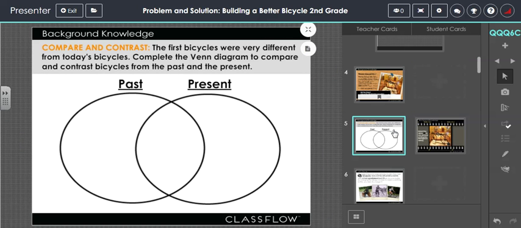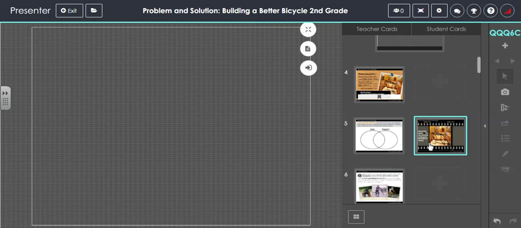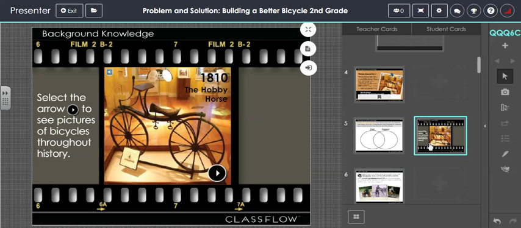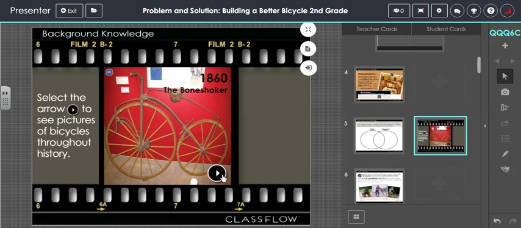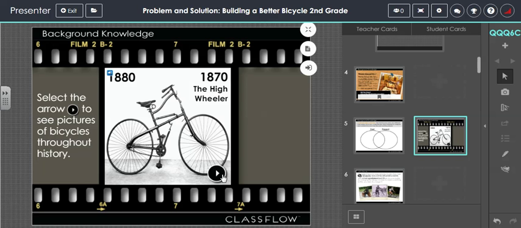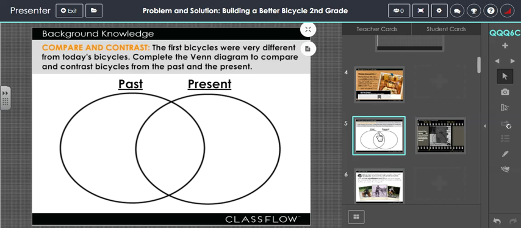The next card, we have some more background information. So the Venn diagram is on the teacher card, and here they're going to be comparing and contrasting bicycles from the past and the present. And on the student card, they have a little slideshow that they can navigate through on their own by clicking these arrows in the bottom right hand corner. Each time they click an arrow, it goes through the timeline sequentially, showing all of the different bicycles throughout history. So as the teacher is writing dictated responses from the students on the teacher card, the students can be flipping through the slideshow to get ideas about how the bicycles were the same or different.